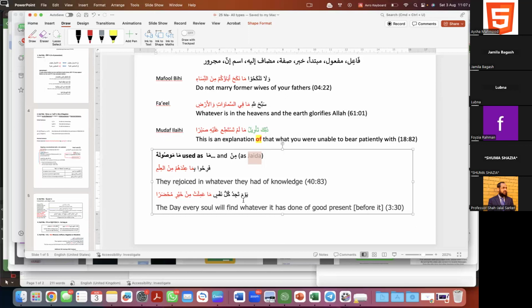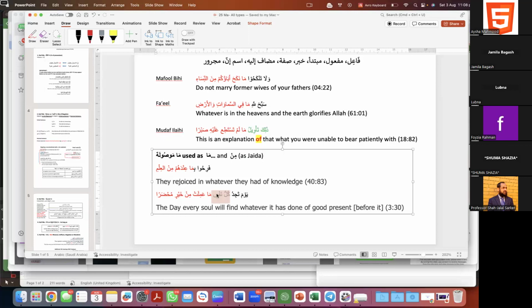Okay, this part, but what is in the beginning? Yawma tajidu, the day. The day, kullu nafsin, every soul will find. The day is the fa'il of tajidu. Hello, are you getting it? This is the outside door of tajidu. Everyone getting it? Okay. So yawma tajidu kullu nafsin, everyone will find on the day.